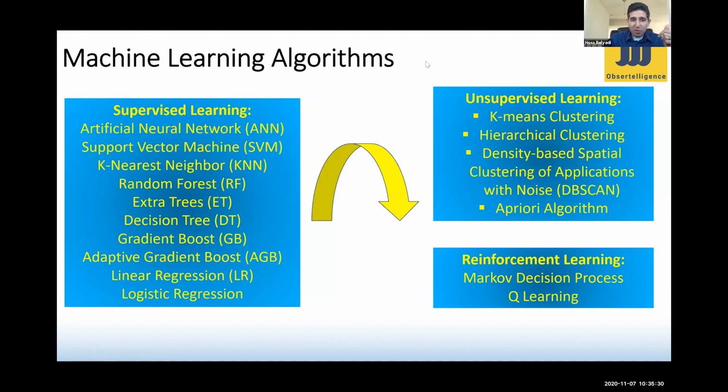So I just wanted to give you some perspective. We talked about supervised learning, unsupervised learning, and reinforcement learning, but we didn't talk about what some of the algorithms are, and these are some examples of these algorithms.